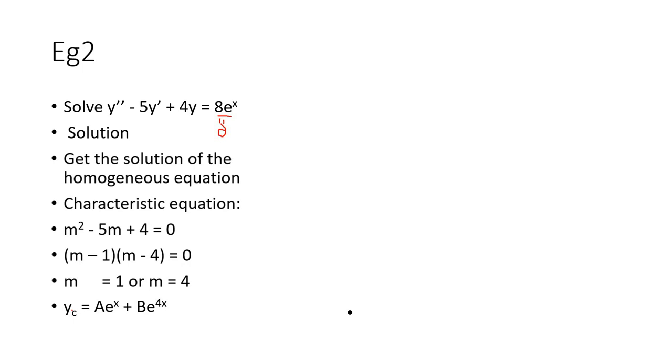So your yc, the homogeneous solution, is actually A exponent x plus B exponent 4x. Okay, you may swap A and B, doesn't matter. This is also like yesterday, solution of homogeneous equations. Now the new thing: how to find the yp if your f(x) is exponent x.